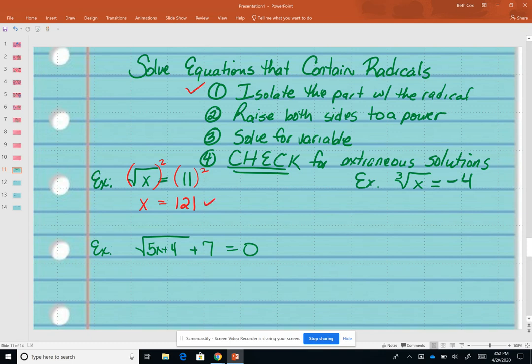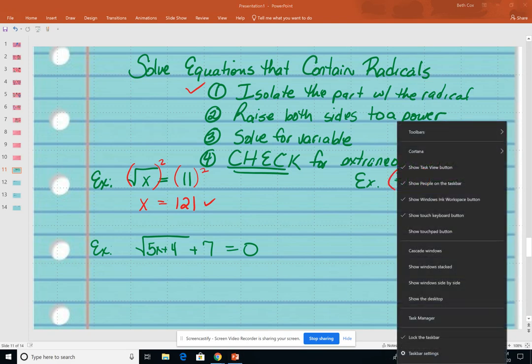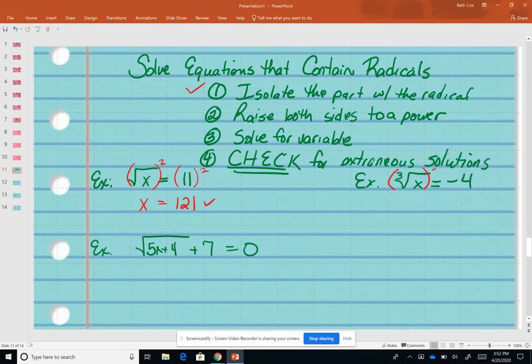The second one, again, the isolated part with the radical is already there, but this time we're looking at a cube root. So when I raise both sides to a power, I'm going to use the third power, not the second power. And so that's going to cancel each other out. Those are inverse operations. And I'm going to get x is equal to negative 64. And if we check it, it works.